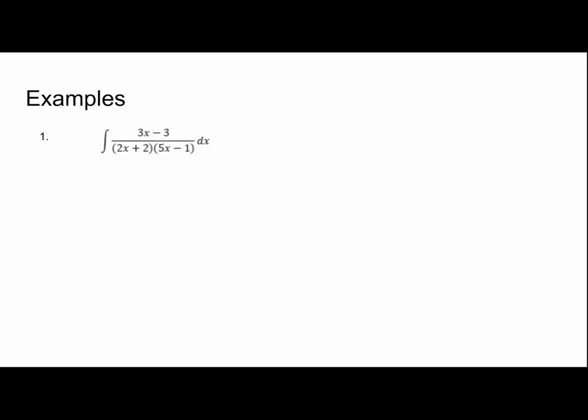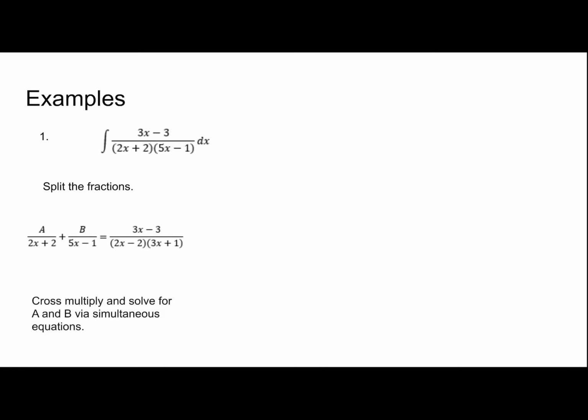Alright, so here's our first example. This is an easy example. Here we have the integral of 3x minus 3 all over 2x plus 2 times 5x minus 1 dx. In this case, we do meet the requirements for partial fractions because we have two linear functions of x multiplied together. We're going to split it up. So we're going to say that a over 2x plus 2 plus b over 5x minus 1 equals 3x minus 3 over 2x plus 2 times 5x minus 1, because we're not changing the question.